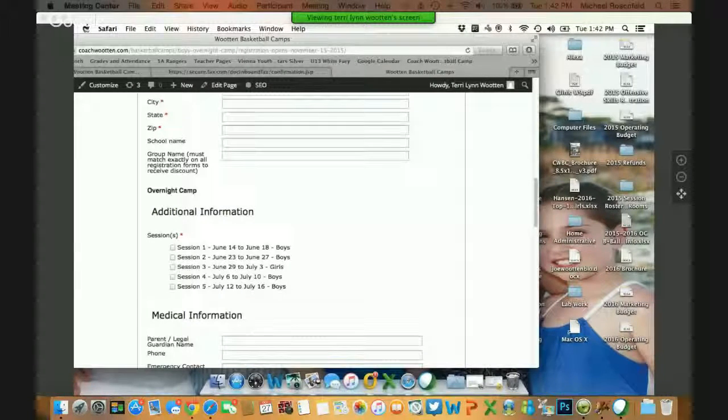If at the end of the day 10 people register, their discount would be 25 instead of 20. If 20 register, their group discount would be, instead of 25, $30. Does that make sense? Yeah. Okay. And it marks it on the 5th camper, the 10th camper, and the 20th camper. Okay. And anyone with that identical set of characters for group name is entitled to that discount.